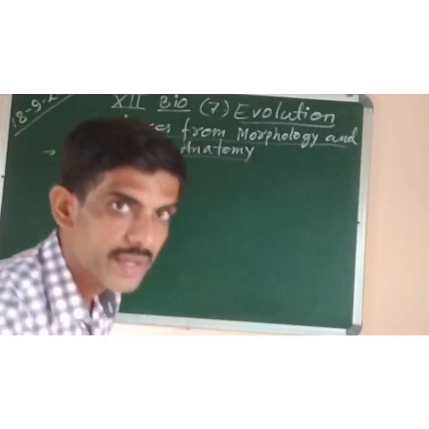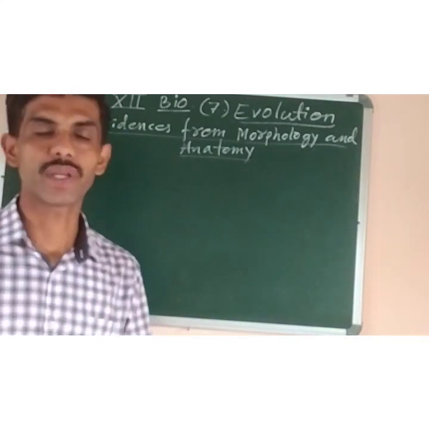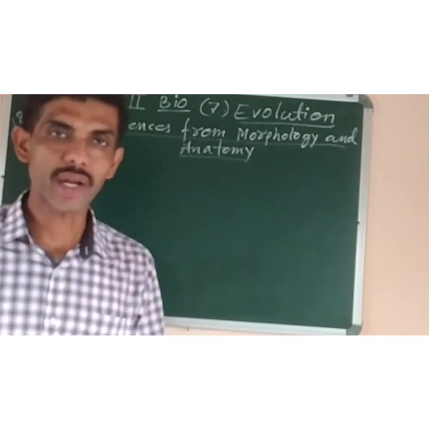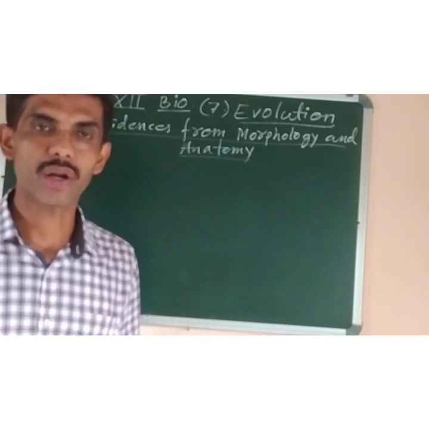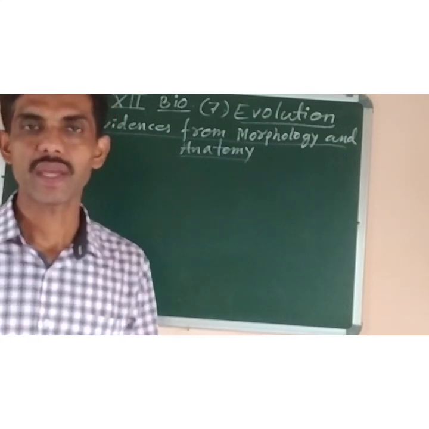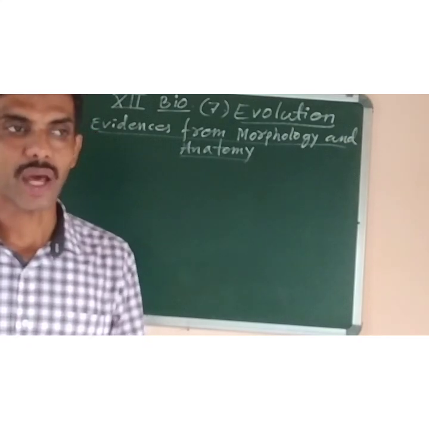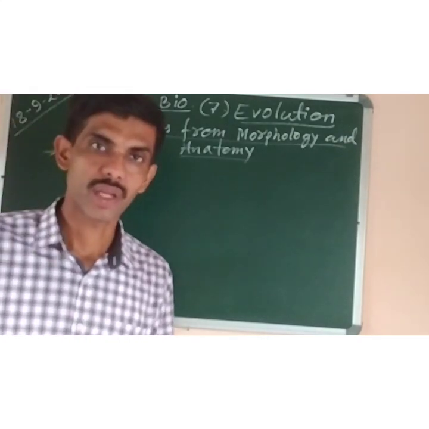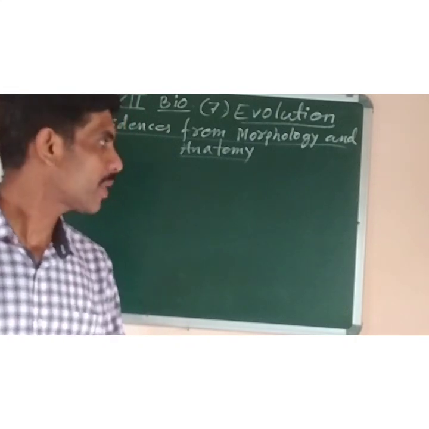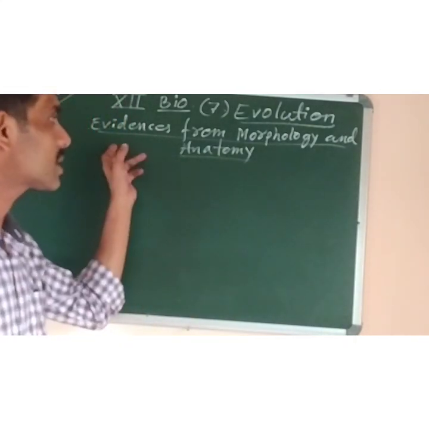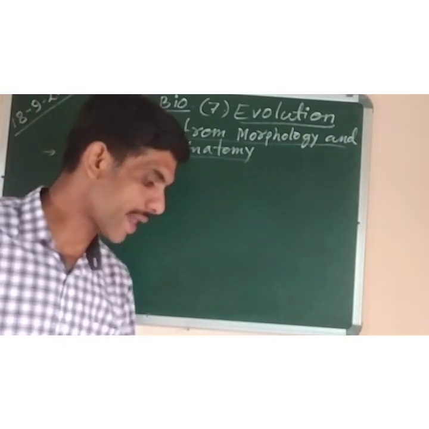We had already started chapter 7, that is evolution, in which we studied in the previous class about the different types or the theories of evolution given by Charles Darwin, that is Darwin's theory of evolution, and Lamarck's theory of evolution. Now today we are going to start the evidences from morphology and anatomy.